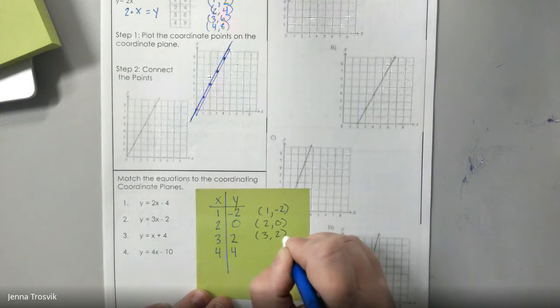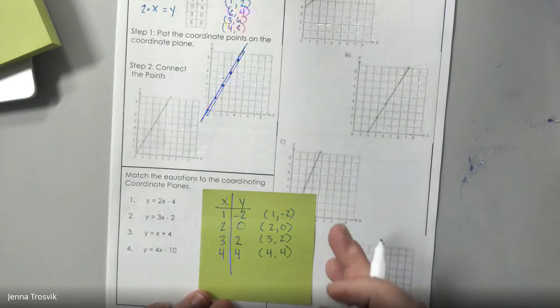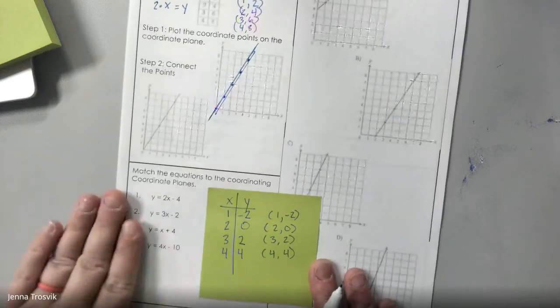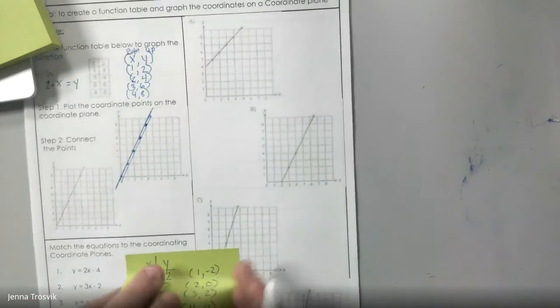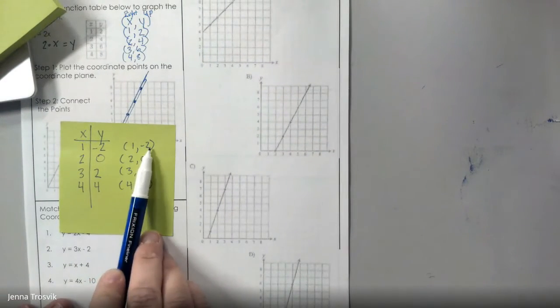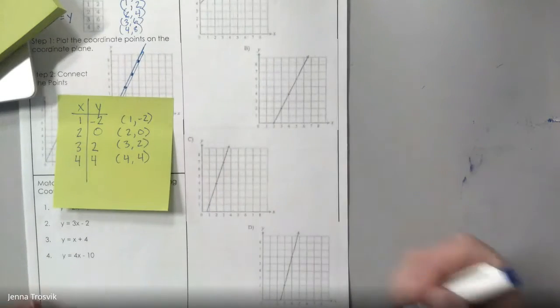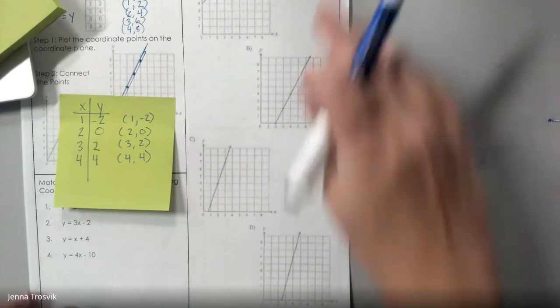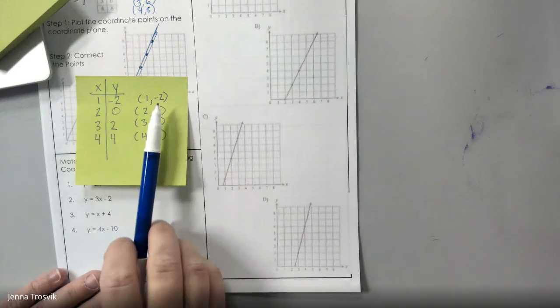3 and 2, and 4 and 4. So when we are looking at matching my equations on this side to my graphs on this side, I need my ordered pairs to match the graph that I'm looking for. So my first dot should be over 1, down 2. Oh, I don't have over 1 or down 2. Technically, none of these have a negative grid. So for that, we can't really do much to figure out the first dot.